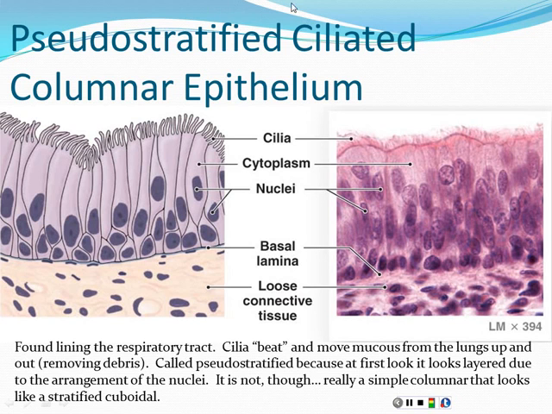So pseudostratified ciliated columnar epithelium, great big long word, but this is what lines the respiratory tract. Pseudostratified because it looks layered even though it's not. Columnar because they're tall and thin. Ciliated because they have cilia at the top. And it's an epithelium because it's a lining. So even though that's a big long descriptor, that's the second special case for the epithelium.